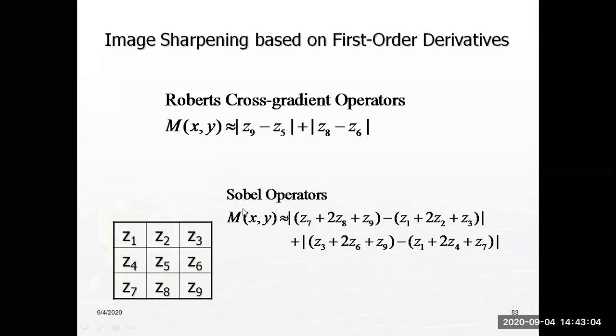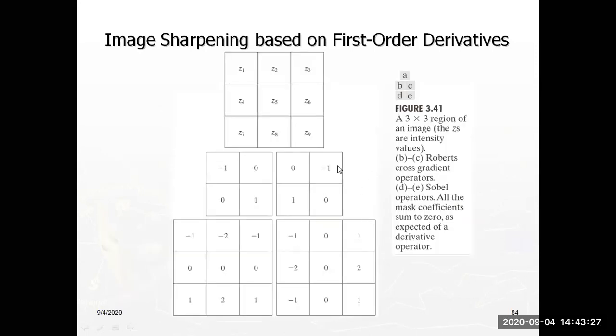And another one is there, the Sobel operators. In the Sobel operators, from this mask: modulus of Z7 plus 2 into Z8 plus Z9 minus Z1 plus 2 into Z2 plus Z3, plus modulus of Z3 plus 2 into Z6 plus Z9 minus Z1 plus 2 into Z4 plus Z7. With this Sobel equation we can form the masks.